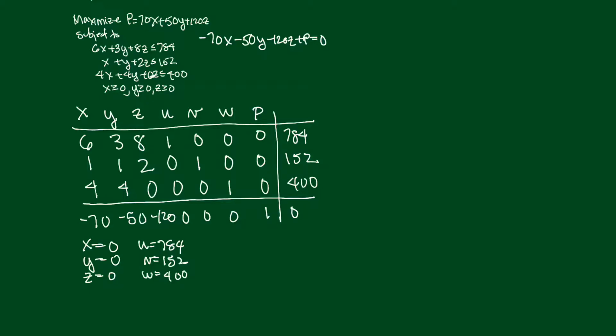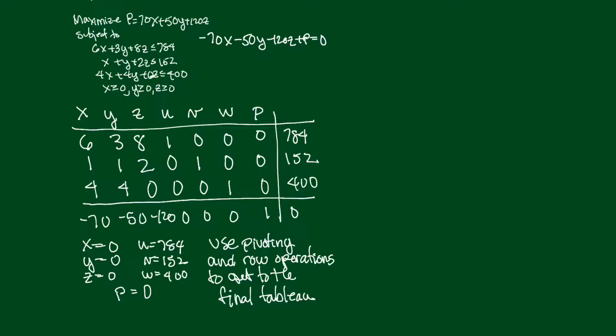And then you also have the p column. In the p column, you have a 1 and all zeros, and p is equal to 0. And here's what this all means. We haven't made anything yet. We're just starting out. So how many chairs have we made? 0. How many sofas? 0. How many tables? 0. How many hours do we have left for carpentry? All of them. Same thing with finishing, same thing with upholstery, and our profit here is 0 because we haven't made anything yet.